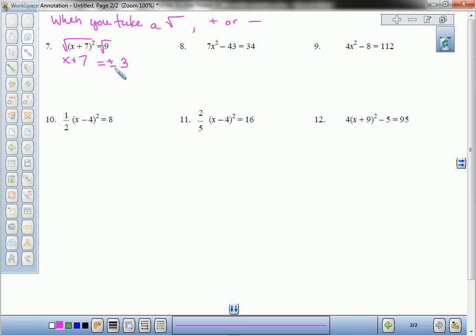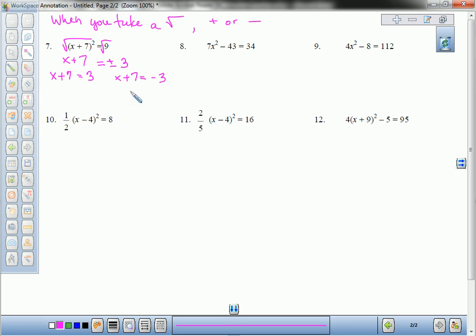All right. So, when we take the square root, we get plus or minus 3. This ends up being very similar to our absolute value, because at this point we have to set up two equations. This equal to the positive, and this equal to the negative. So when it's a square root, you do plus or minus. Cube root you don't, square root you do.